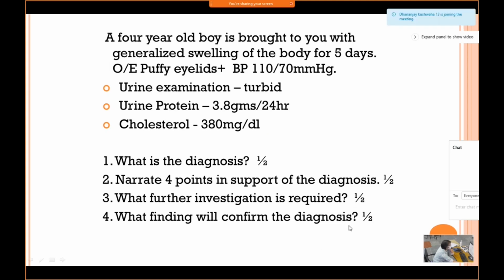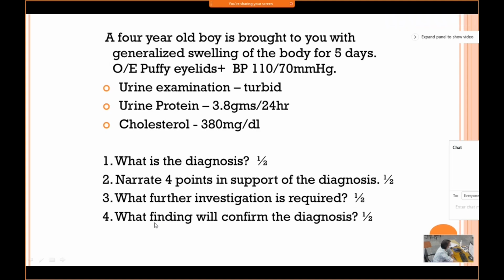And what finding will confirm the diagnosis? This one is a 4-year-old child. So you expect the cause for nephrotic syndrome to be minimal change. And like I said, minimal change disease will be normal on light microscopy, and there will be no immune deposits on immunofluorescence. However, the diagnosis is based on the finding of loss of foot processes on electron microscopy.